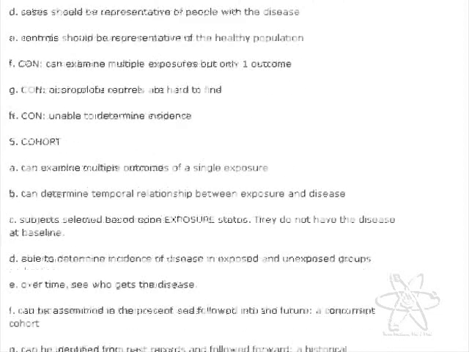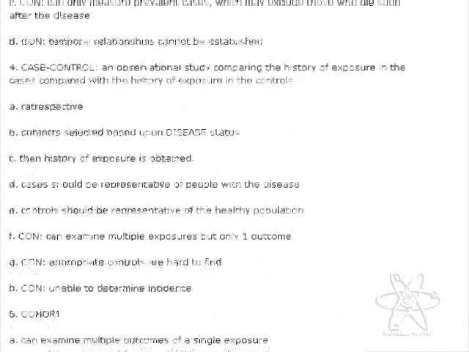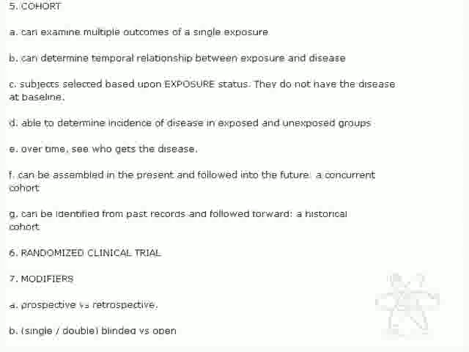Number five, cohort study. This is a group, cohort. You can examine multiple outcomes of single exposure. You can determine temporal relationships between exposure and disease. Subjects are selected based upon exposure. Okay, remember in case control, subjects were selected based upon disease. In cohort, subjects are selected based upon exposure status. They do not have the disease at baseline.